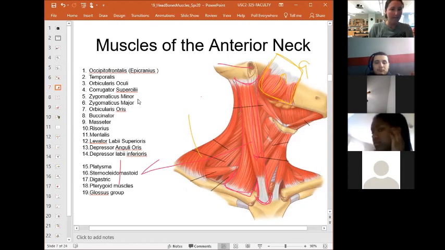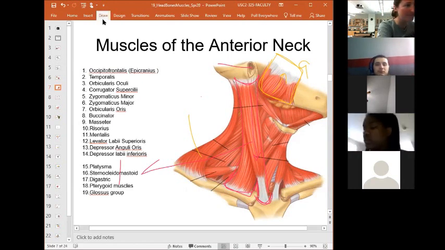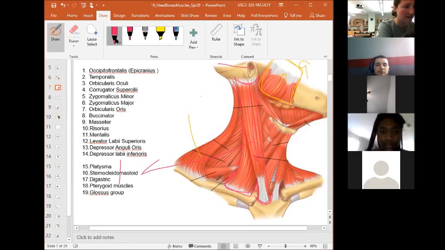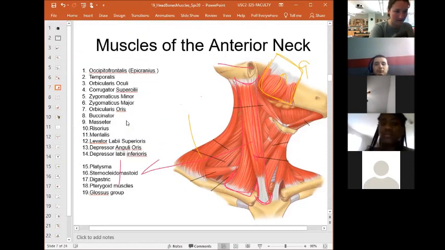Okay. And as always, you should be using these muscles to figure out what they do, where they are, etc. And no one even has to see you do it.